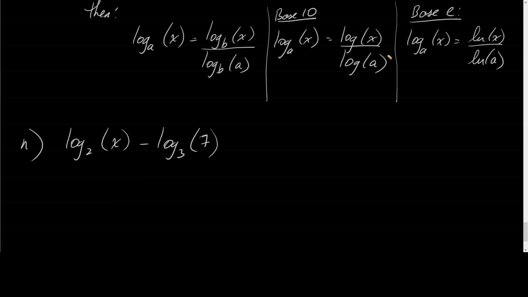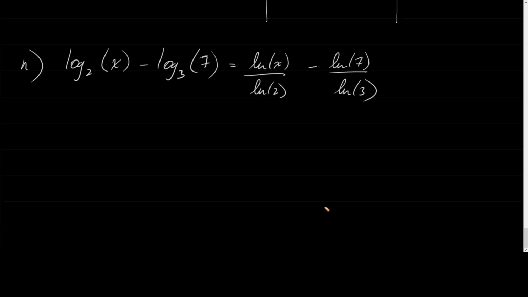And I highly recommend that you get used to doing things in ln. All right, so I'm going to change things to ln here. So what this is going to tell me now is this is going to be just simply ln of X over ln of 2 minus ln of 7 over ln of 3.